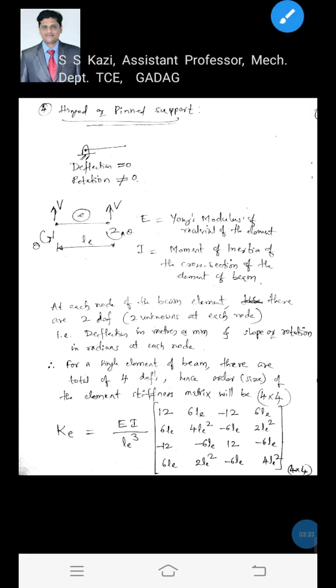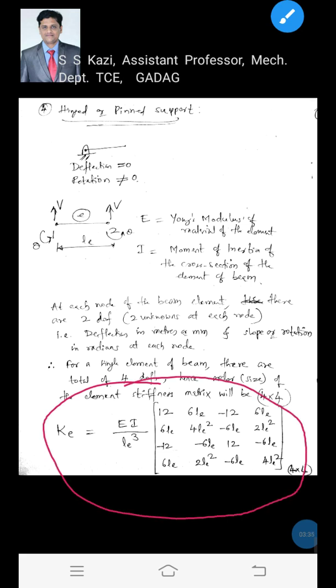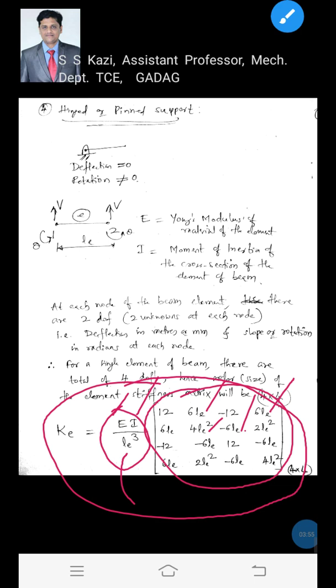The stiffness matrix for the beam element is given by this formula: EI by LE cube outside, where E is the Young's modulus of the material of the element, I is the moment of inertia of the cross section, LE is the length of the element. And inside the matrix there are 16 terms, some of which contain LE. LE means length of the element. Whatever the length of the element in the problem, if it is given, you just substitute the value of LE and get all the terms inside the stiffness matrix.